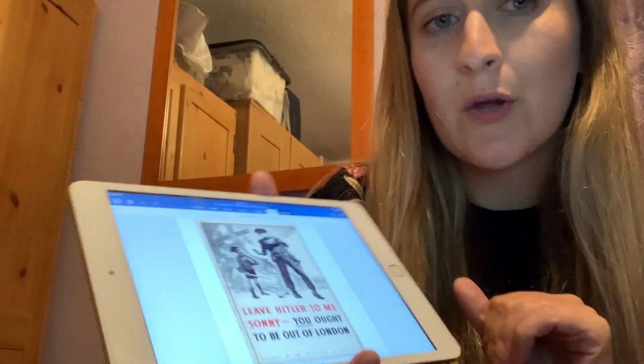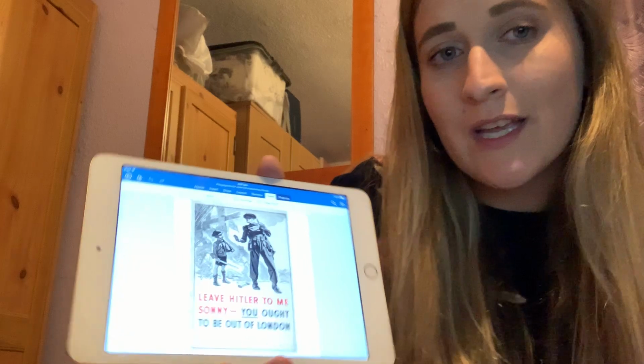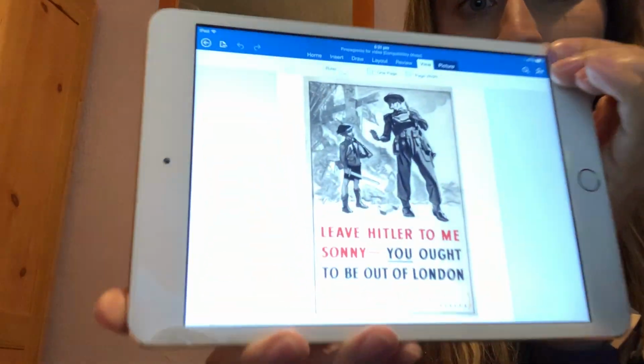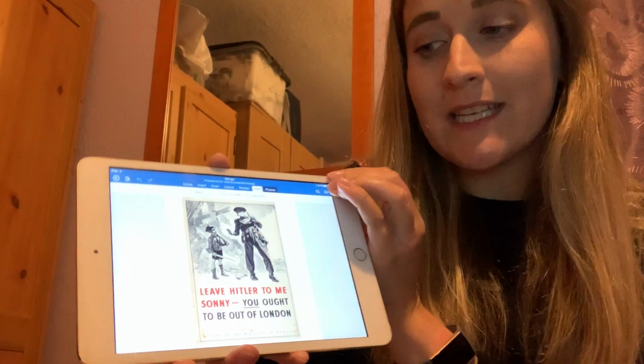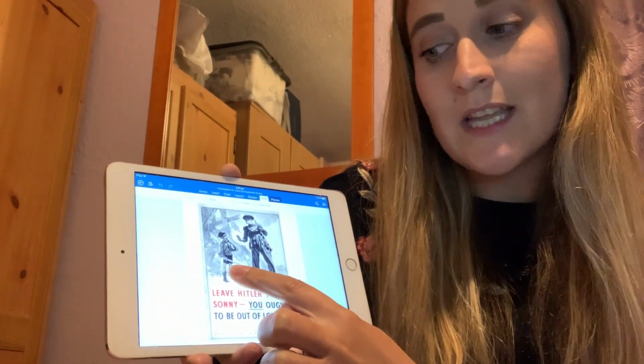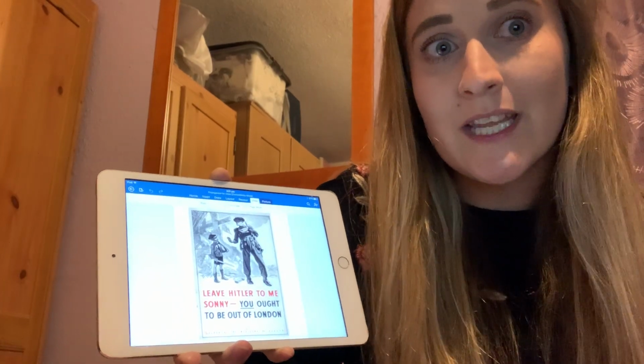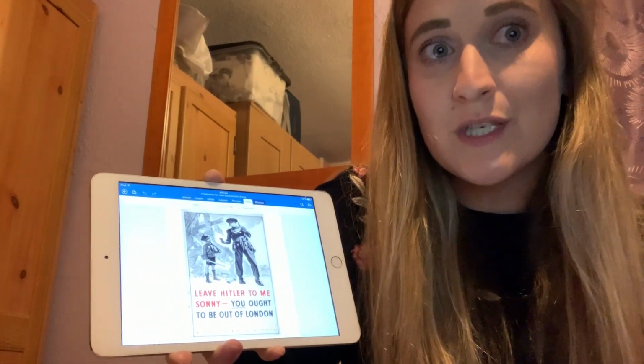So if we have a look at lesson 6, we're going to look at some pieces of propaganda and see if we can work out what messages these pieces were given. So on my iPad, rather than a big interactive whiteboard, this is one of the pieces of propaganda in your pack. And in this piece we can see we've got a man who's a soldier and a young boy, and there's a caption that says, "Leave Hitler to me, Sonny, you ought to be out of London."